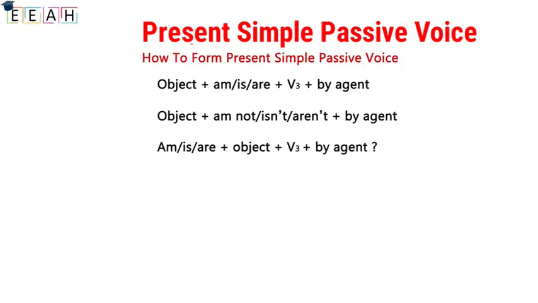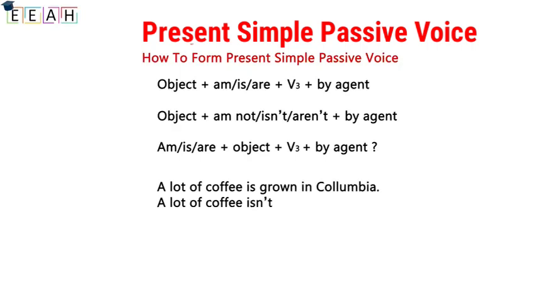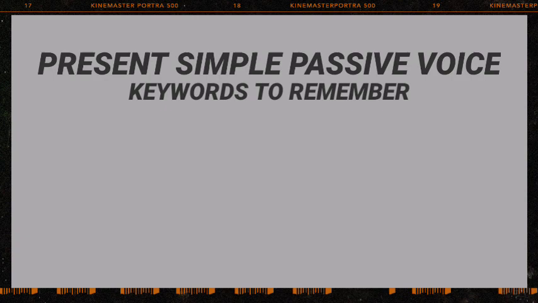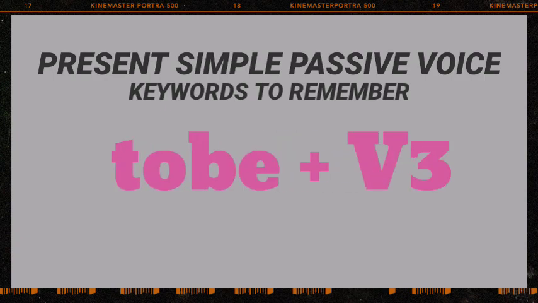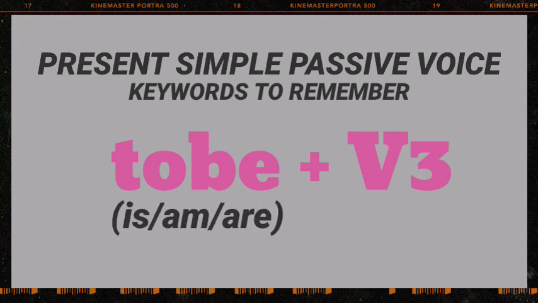For example, a lot of coffee is grown in Colombia. A lot of coffee isn't grown in Colombia. Is a lot of coffee grown in Colombia? In conclusion, a passive sentence contains a to be and a verb 3. Especially in the present simple, the to be is either is, am, or are.